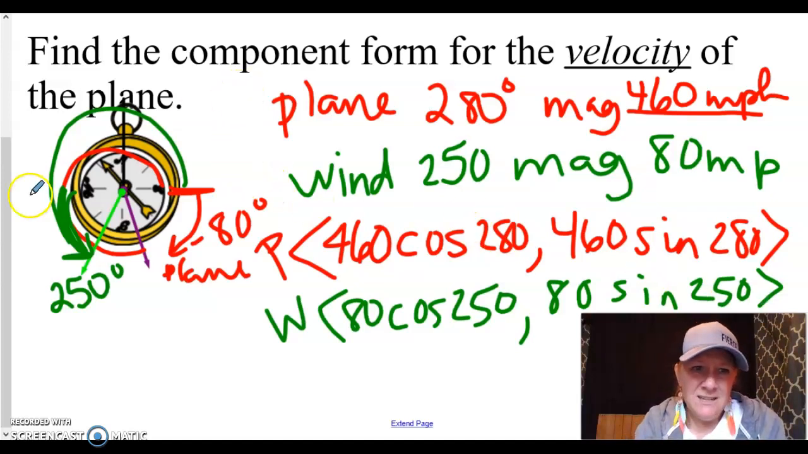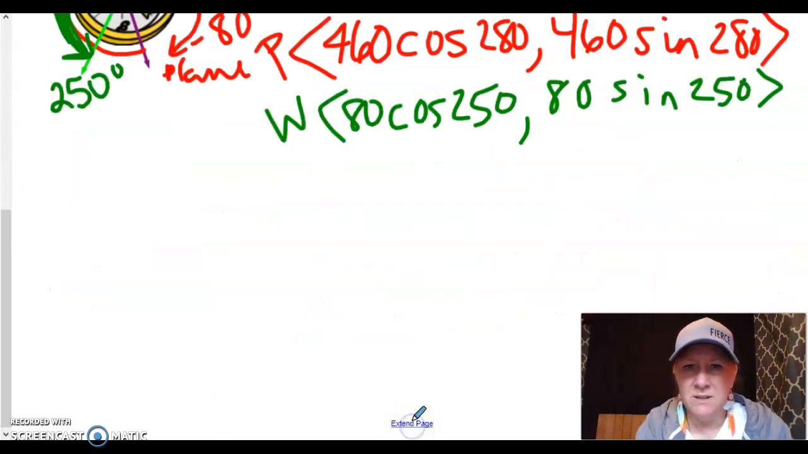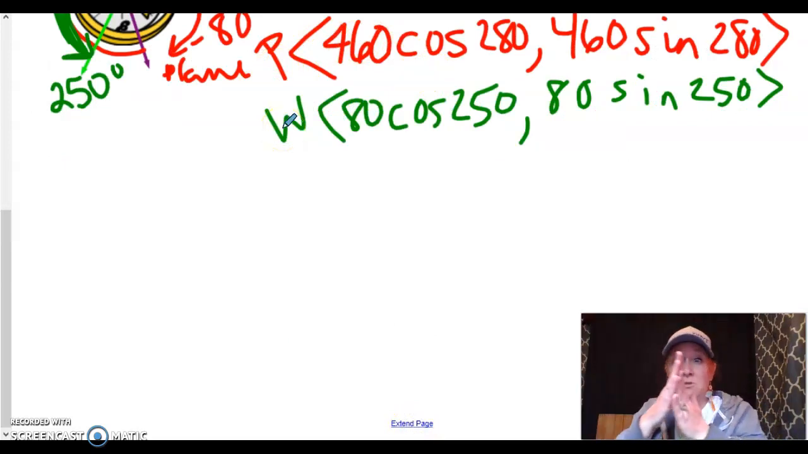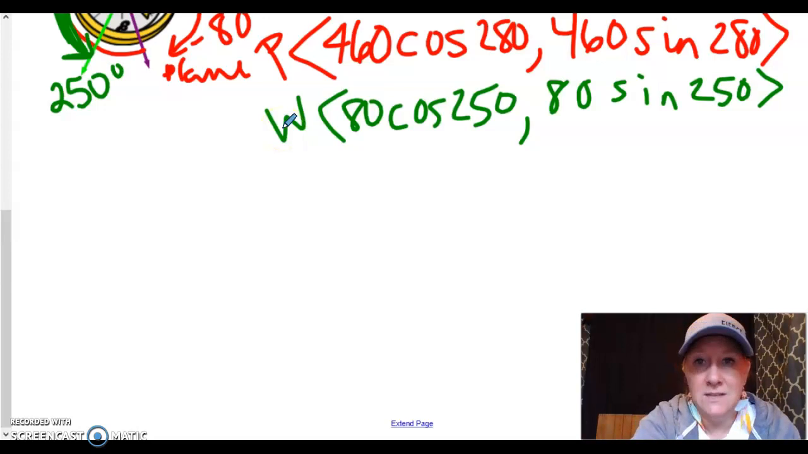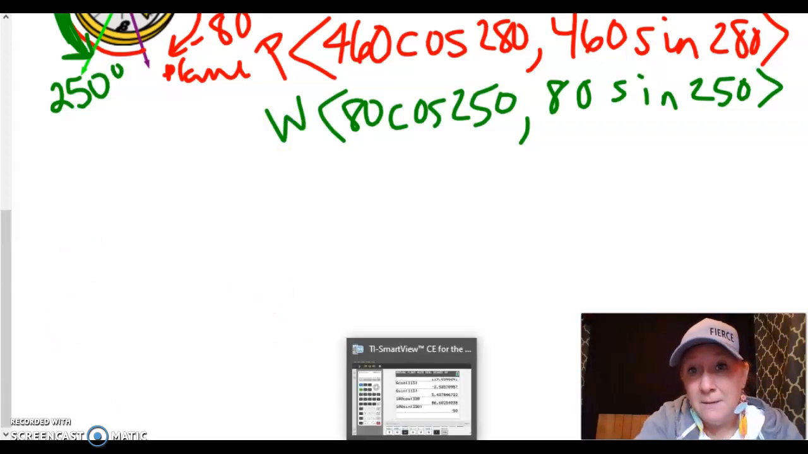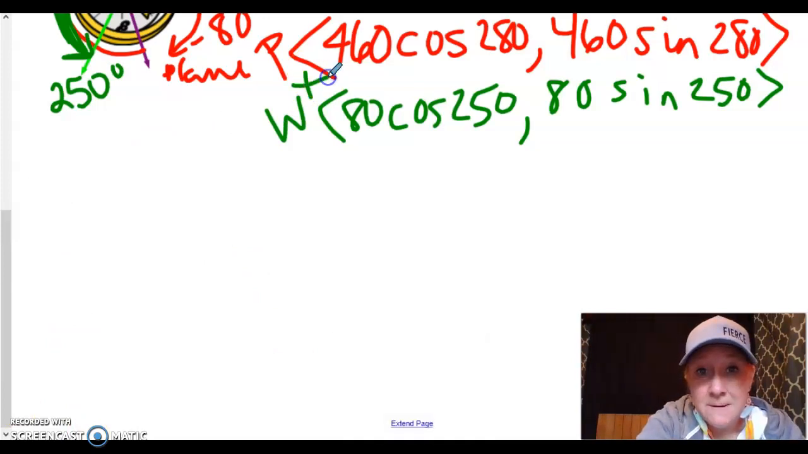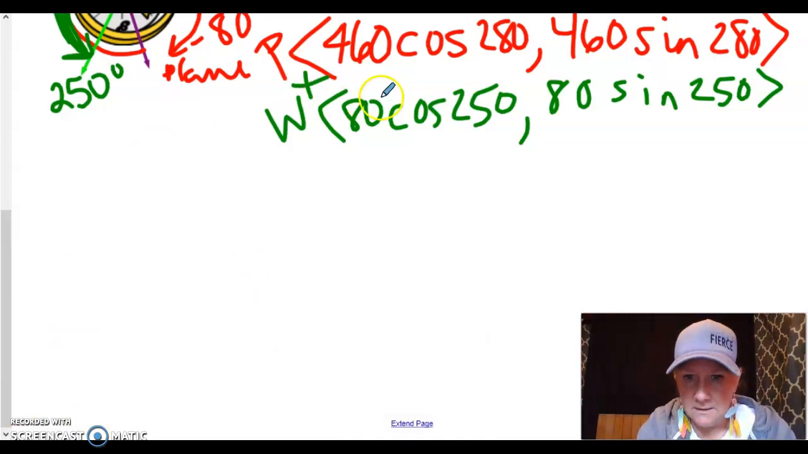Okay, so I'm going to push pause, and I am going to get, oh, well, actually, do I even need to find them separately? I don't, so I guess I won't push pause. I'm going to show you. I have to add the plane and the wind, which makes sense because you've got the plane going, but the wind is pushing against it, so we're going to add the two together. If I want to do that, I can actually just do that. I'm going to put the two x's together and then do the two y's together.